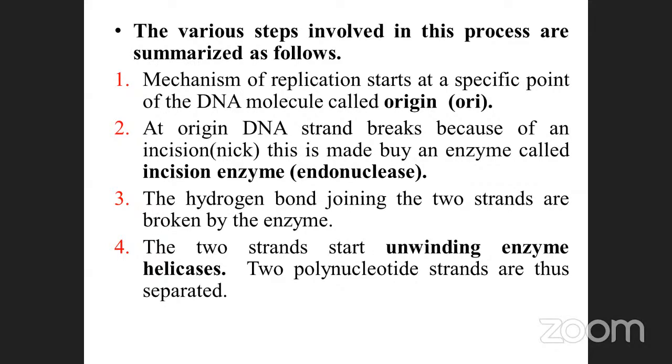This is made by the enzyme called the incision enzyme, otherwise called endonucleases. And the hydrogen bonds that join the two strands are broken by an enzyme. What is that enzyme called? Helicase. Okay, so I already told you, the helicase enzyme. The strands start unwinding by the enzyme helicase. The two polynucleotide strands are thus separated. Okay, so this is the process.